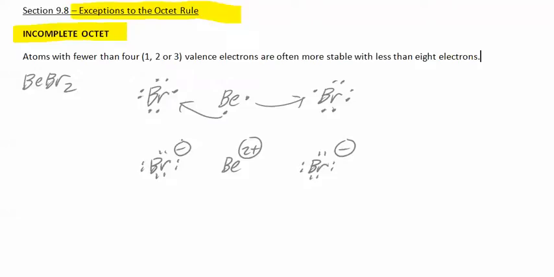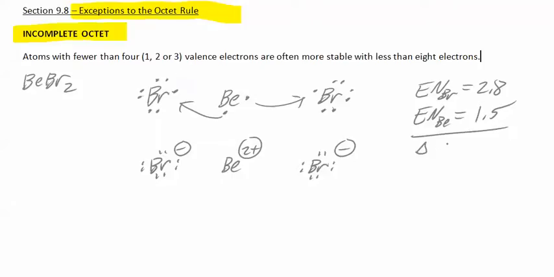And if you were not given a table of electronegativities, you would say metal, nonmetal, ionic. But actually, if you look at the electronegativity values, the electronegativity of bromine is 2.8. The electronegativity of beryllium is 1.5. So the difference there is 1.3. Your textbook says that it's only ionic if the difference is 2.0 or greater. If it's less than 2, it's going to be covalent. In this case, polar covalent, but shared nonetheless.